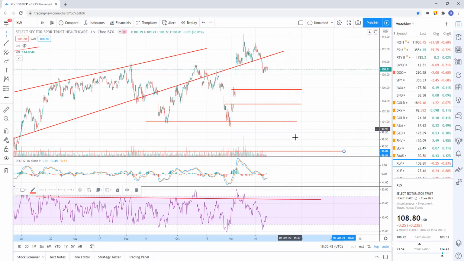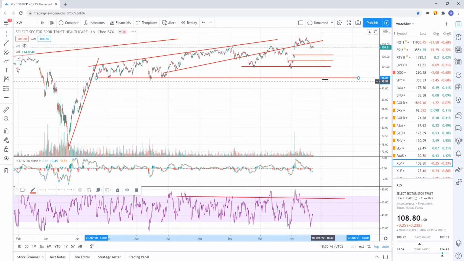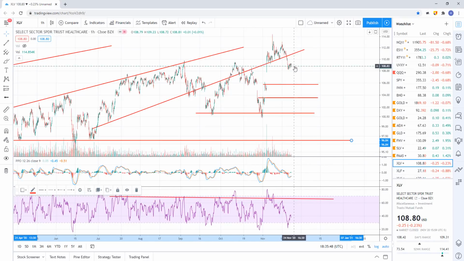I do expect it to go. 97 is my final profit price target, I guess, for this thing as of right now. But I think we'll get some reactions in these other levels and work our way down over time. So it's a swing trade.